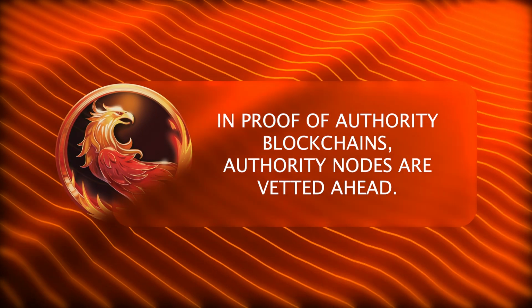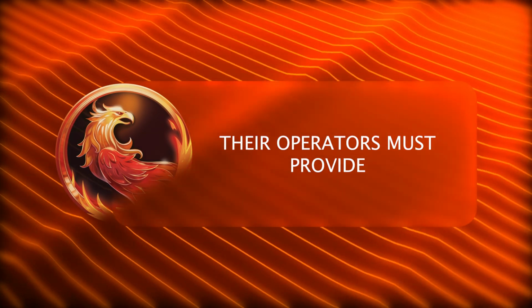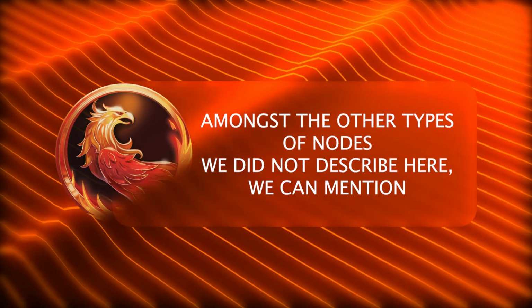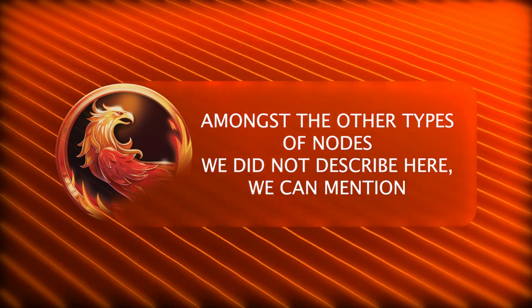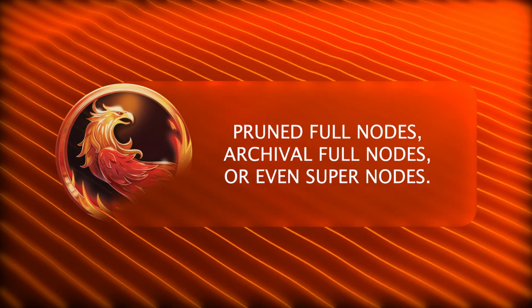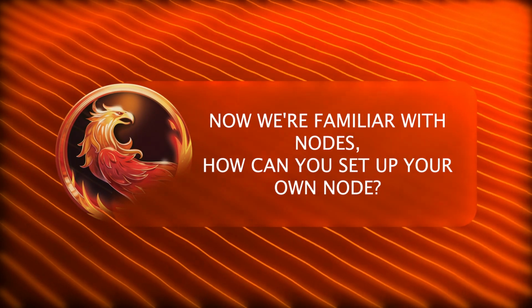In proof of authority blockchains, authority nodes are vetted ahead. Their operators must provide some form of identification to be selected and run approved nodes. Amongst the other types of nodes we did not describe here, we can mention pruned full nodes, archival full nodes, or even super nodes. Now we're familiar with nodes, how can you set up your own node?